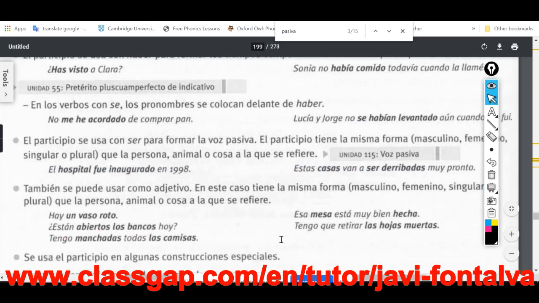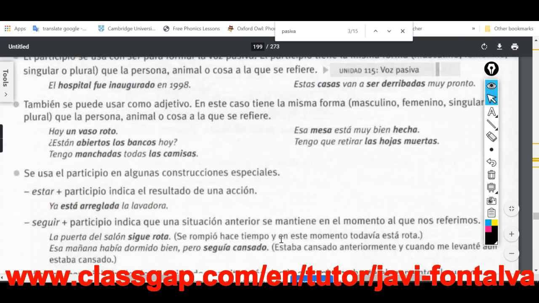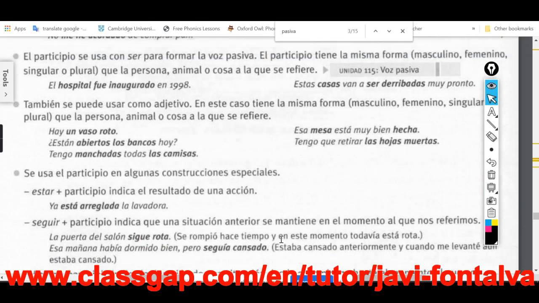However, this past participle also has the meaning of an adjective. It could be used as an adjective. So it's the verb being used as an adjective. For example, just like in English, actually. Hay un vaso roto. So there is a broken glass.